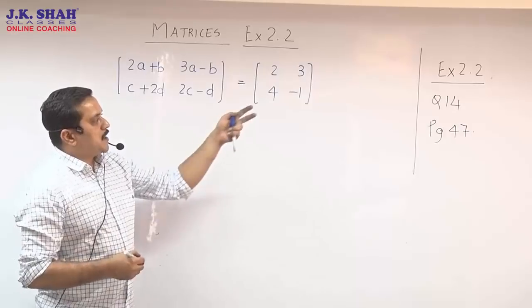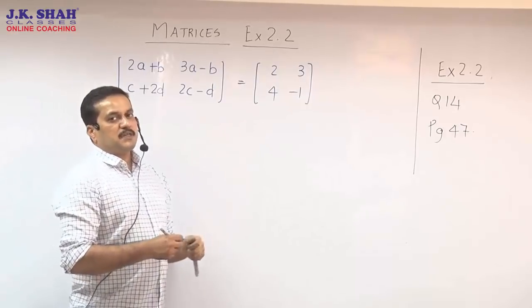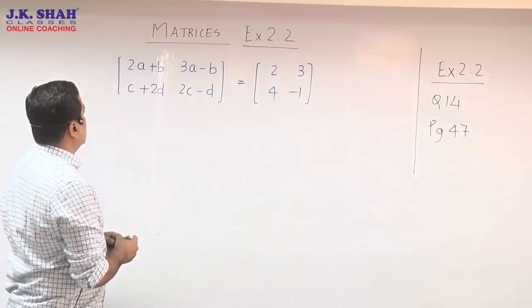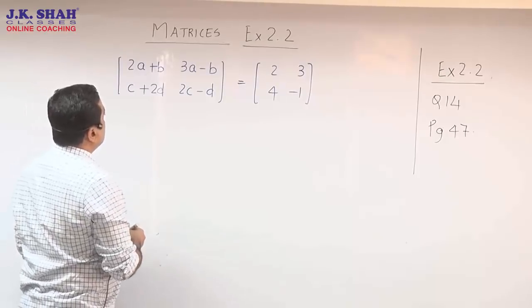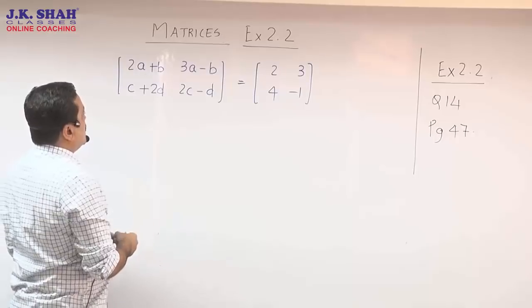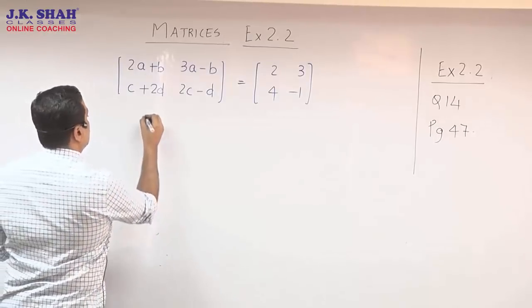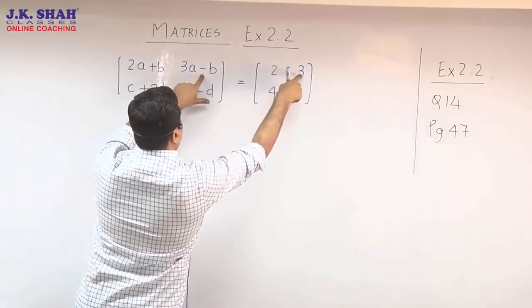So I have picked up now a sum from exercise 2.2, question number 14, page 47. Again we have got a sum based on equality of matrices, लेकिन इसमें ज़्यादा चिक है. Now too many things we need to find, A, B, C, D. So I think it gives me a feeling that simultaneous solving होगा ये. Everybody on the board? Let's equate the elements.